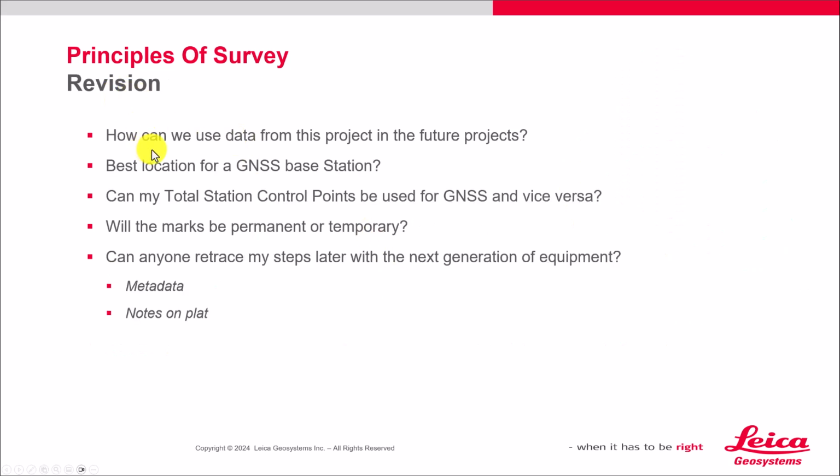We want to avoid revision, right? So how can we use the same data points on future projects? What are the best locations for the base stations so that you don't have to move them or set new ones? Can my total station control points be used for GNSS and vice versa? Are the marks permanent or temporary? And can anyone retrace my steps? So just like land surveying of boundaries, we need to provide metadata or notes on plats to let people know what scale factors you've used, what coordinate system, what datums. It is all very important to avoid having to revise your survey.